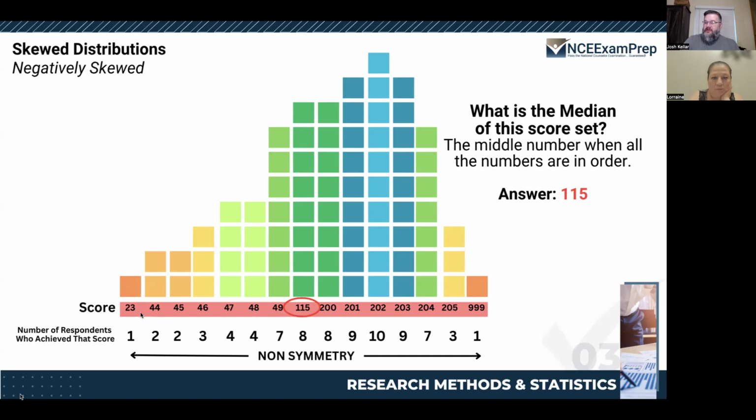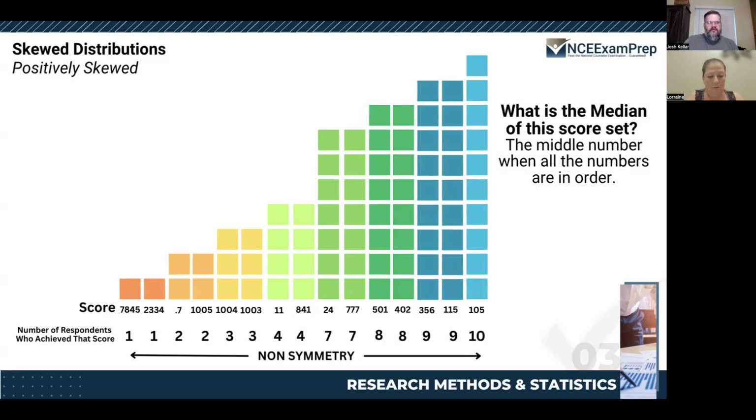It doesn't matter how wide the range is either. Whatever is in the middle of all the scores, we're not taking the range and dividing it in half to find the median. We're just lining up the scores, and whichever one of those scores is in the middle, that's what the median is.